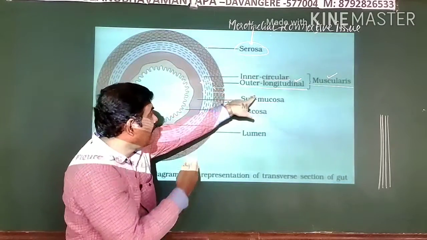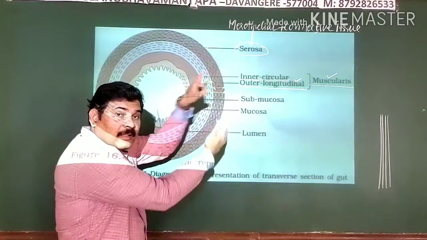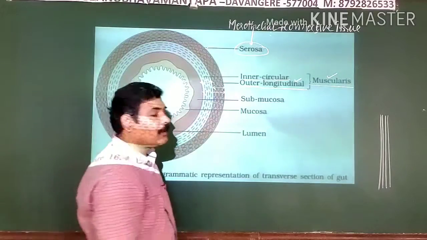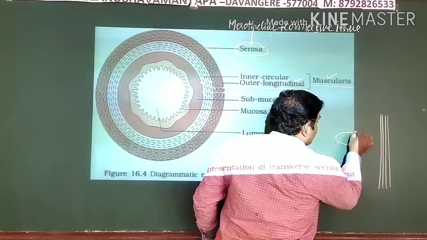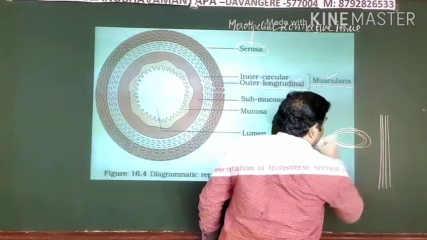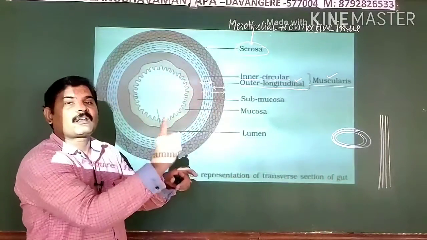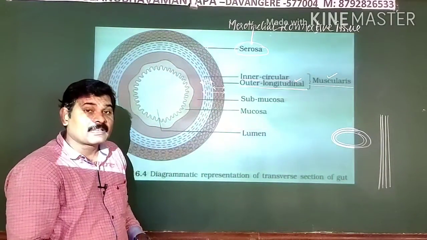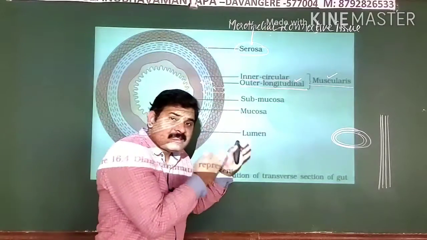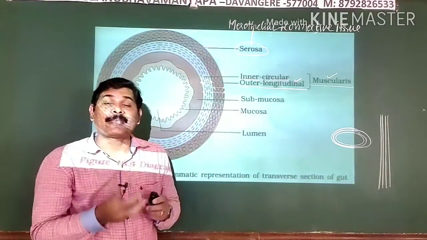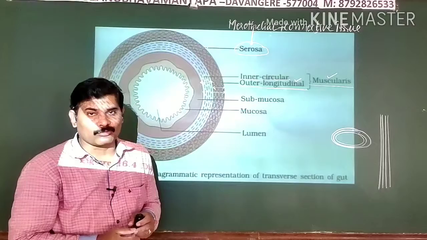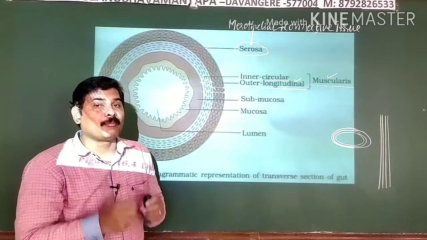Important point: outer longitudinal muscles are present, and internally you can find the circular muscles. That means these muscles are present around the tube in a circular way. But some regions of the alimentary canal have a third layer of muscles also. They are known as oblique muscles.